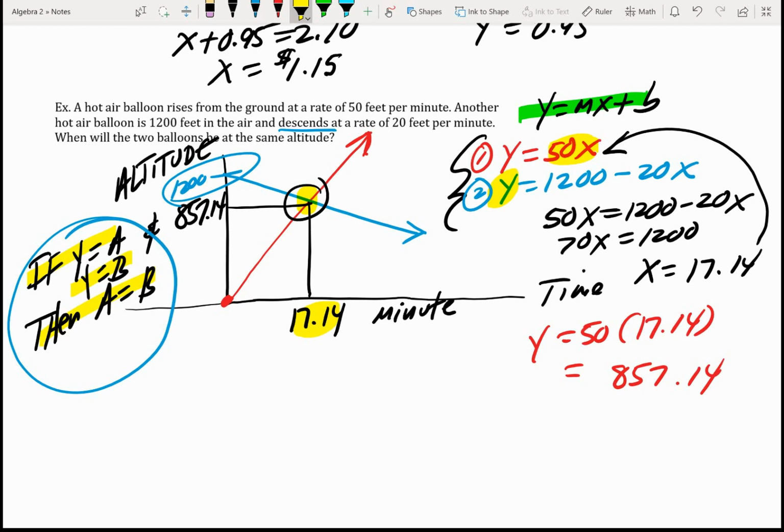All right, and then what will be the altitude? Well, I'll just take 17.14 and substitute it into equation 1. Y is equal to 50x, or y is equal to 50 times 17.14. And that gives me 857.14. All right, and so that will be the altitude. So in 17.14 minutes, both balloons will be at an altitude of 857.14 feet. Altitude is in feet. Time is in minutes.